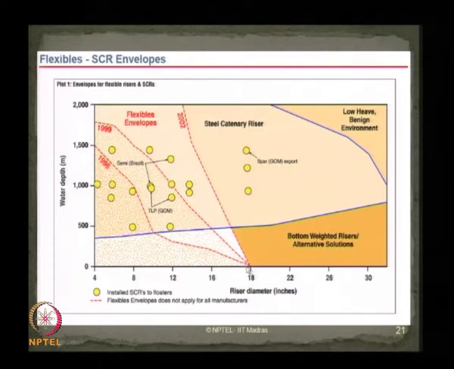Now the larger diameter risers have been used essentially when they have got bottom weighted risers, which are seen to be alternate solutions for deep waters. Of course, if one can use a low heave benign environment, one can use larger diameter for deeper water layouts where the depth of installation can even touch 2000 meters, as you see in this figure.